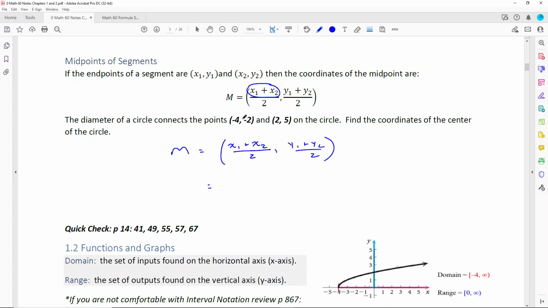Now let's put in the values. Again, it doesn't matter which one's x1 and which one's x2. Let's do this one as x1, this one is y1. Let's do this one as x2, and this one is y2. So I'm going to add these together. I get -4 plus 2 all divided by 2. And then the y values, I've got -2 plus 5 all divided by 2. This first point is going to be -2 over 2, and then the y value is going to be 3 over 2. Simplify where possible. So -2 divided by 2 is -1, and then I'll keep that as 3/2.